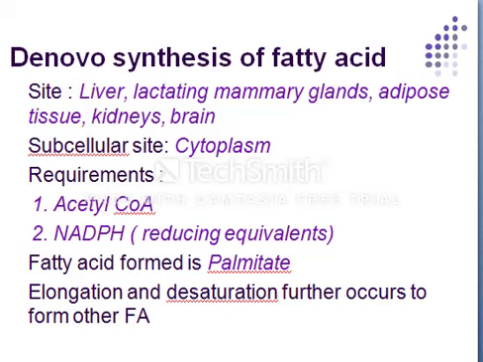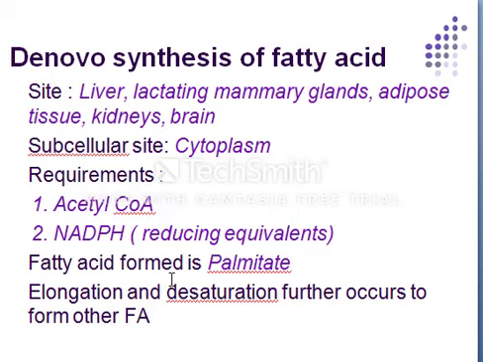And the site for fatty acid synthesis is: synthesis of fatty acids occurs predominantly in liver, lactating mammary glands, adipose tissue, kidneys, brain and lungs. The enzyme machinery for fatty acid production is located in the cytosolic fraction of the cell, and the requirements are acetyl-CoA and NADPH. The acetyl-CoA is a source of carbon atoms, while NADPH provides the reducing equivalents, and ATP supplies energy for fatty acid formation.